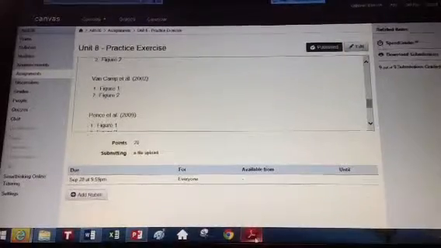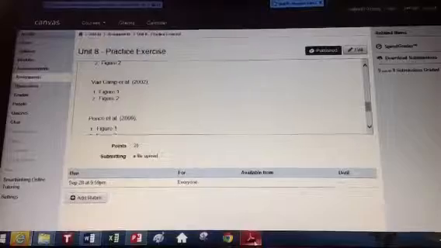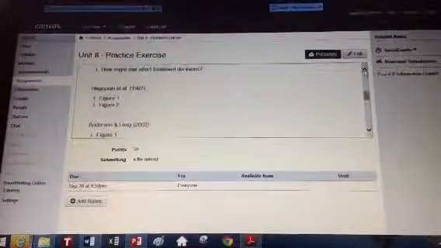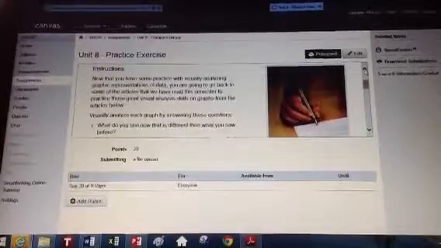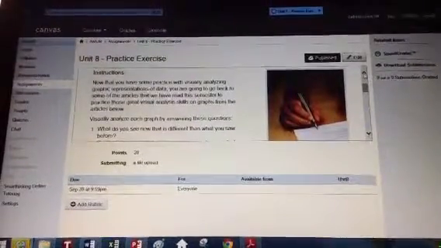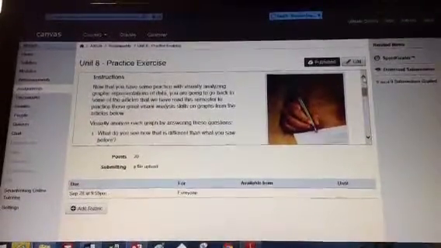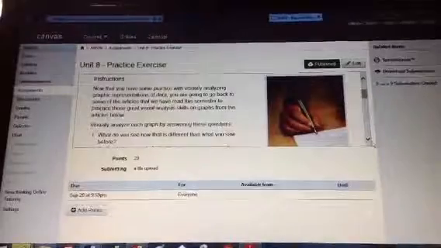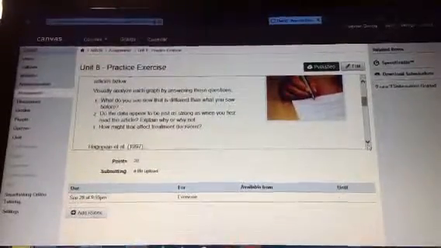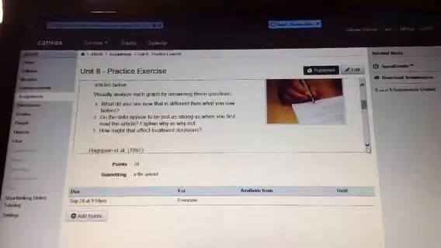Okay, here in Unit 8 practice exercise, you have the opportunity to show your ability to visually analyze graphs. The directions say to take your practice, your newfound skills, go back to articles that we've already read, and then say things like, what do you see now that's different than what you saw before? Does the data appear to be as strong as when you first read it? And how might that affect treatment decisions?